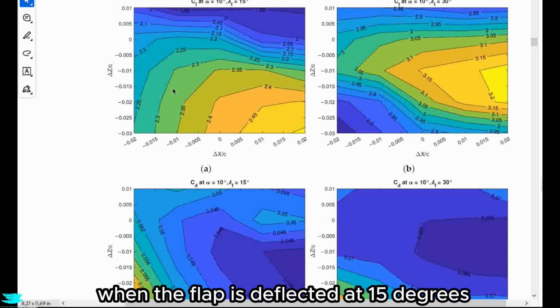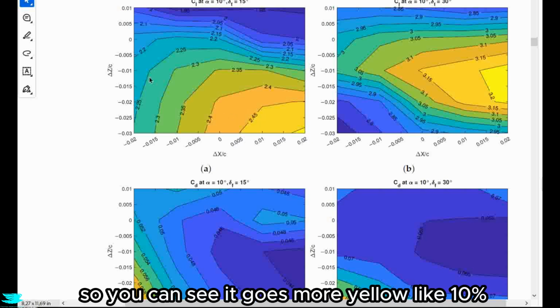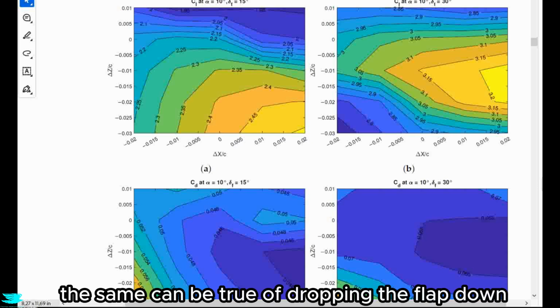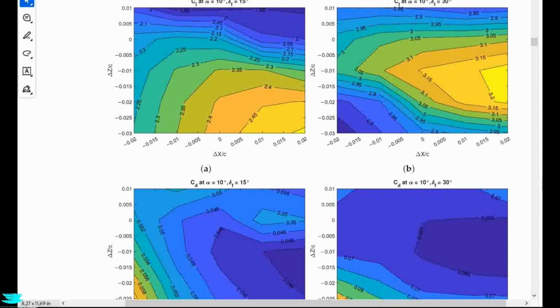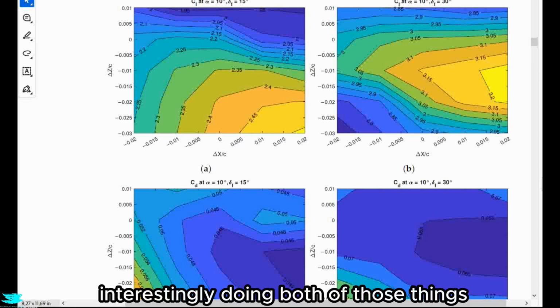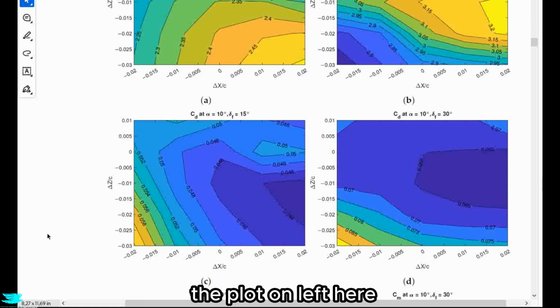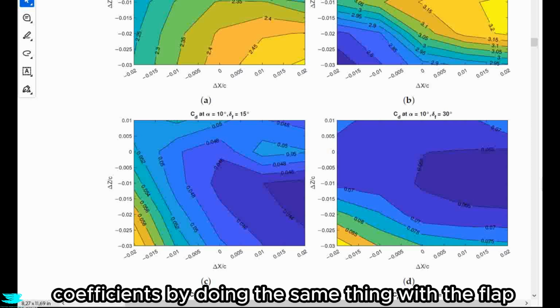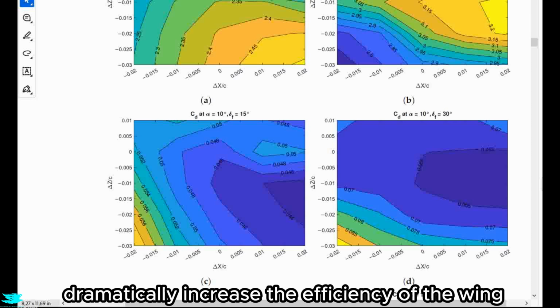For the lift coefficient, when the flap is deflected at 15 degrees, so this left figure here, it's very clear that pushing the flap further away from the wing increases the lift coefficient, so you can see it goes more yellow, like 10%. The same can be true of dropping the flap down. The lift coefficient really increases then, like 20%, so that's pretty cool. Interestingly, doing both of those things kind of drops the drag coefficient too. So as you can see in the second row, the plot on the left here, you get positive changes in the lift and negative changes in the drag coefficient by doing the same thing with the flap. That's very rare, and that means you can dramatically increase the efficiency of the wing.